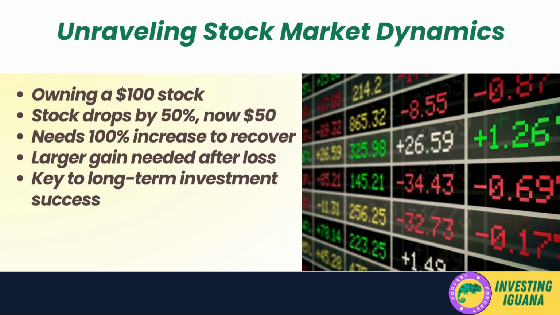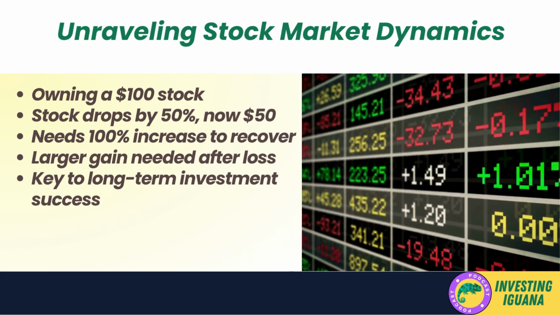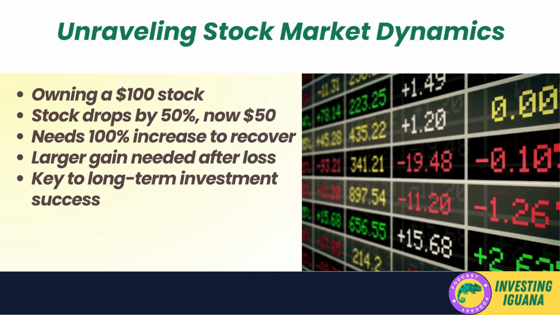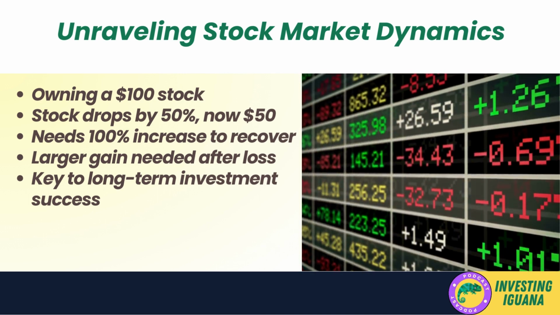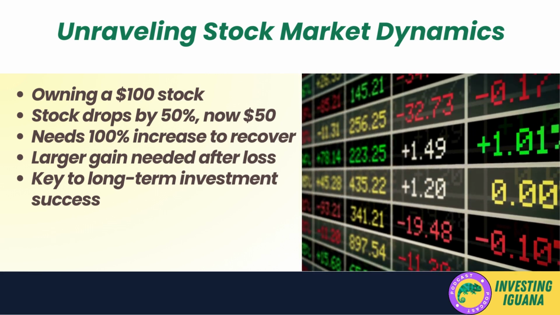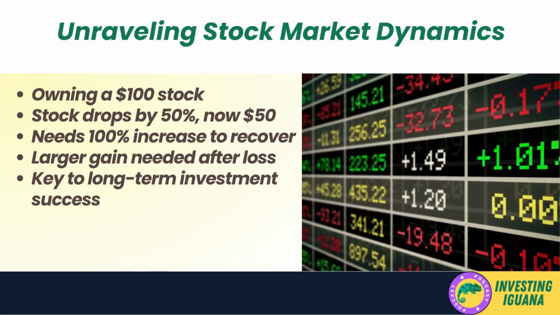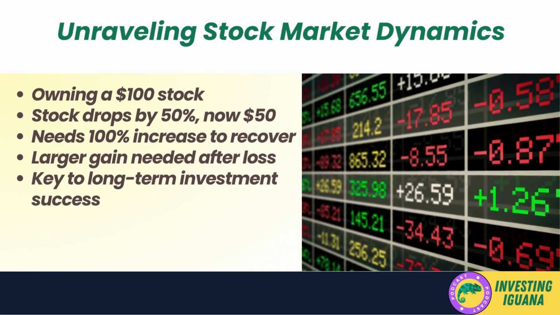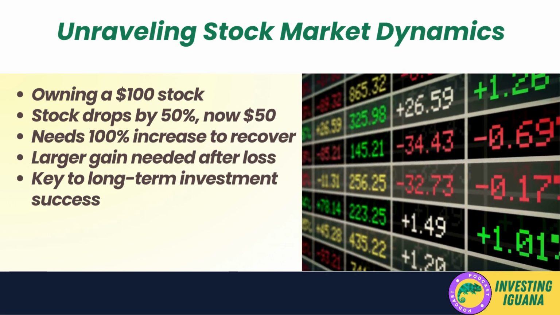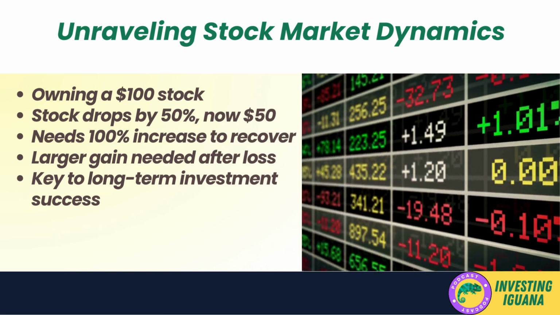Understanding stock market dynamics. First, let's delve into this fundamental truth of the stock market. Imagine you own a stock that's worth $100. If the value of that stock drops by 50%, it's now worth $50. This is a straightforward calculation. 50% of $100 is $50, and when you subtract that from the original price, you're left with $50. Now, here's where it gets interesting. To return to its original value of $100, that $50 stock needs to increase by 100%. This is because 100% of $50 is $50, and when you add that to the current price, you're back at $100. So, the stock needs to double, or increase by 100%, to recover its original value.